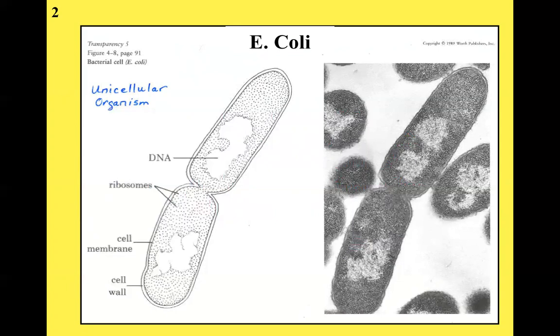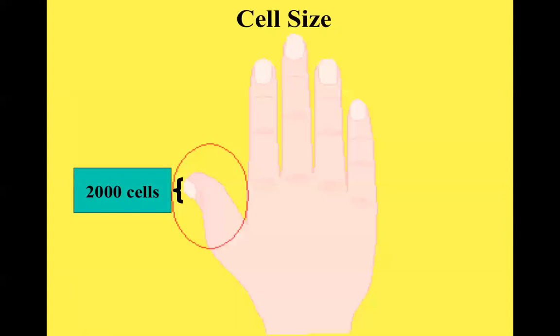Now, most cells are too small to be observed without a microscope. To give you an idea of the size of a cell, you could fit a string of about 2,000 cells across your thumbnail. So going from one end of your thumbnail to the other end across, you can fit about 2,000 cells. That shows you that they really have to be tiny dots to get 2,000 tiny dots across your fingernail. That's how tiny a cell is. So most of them cannot be observed without using a microscope.